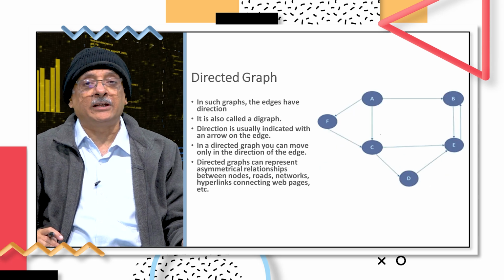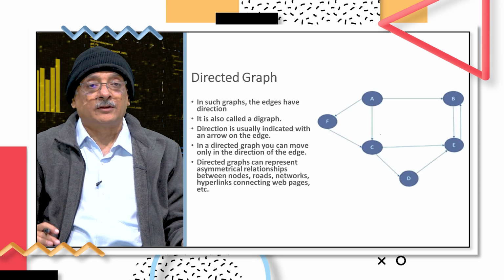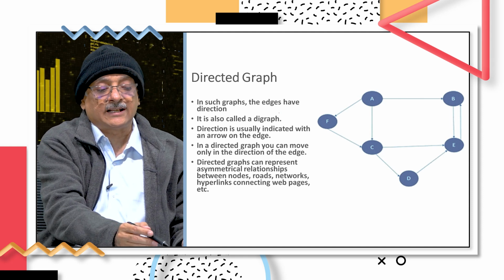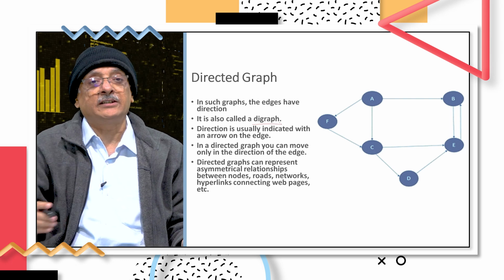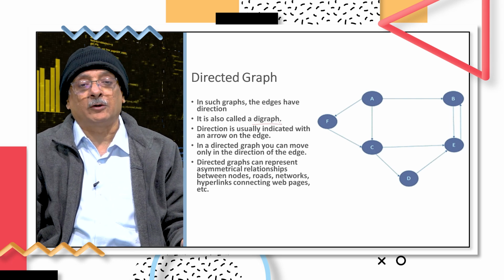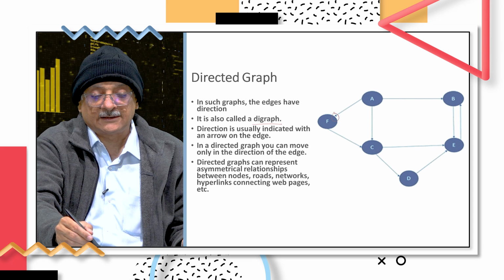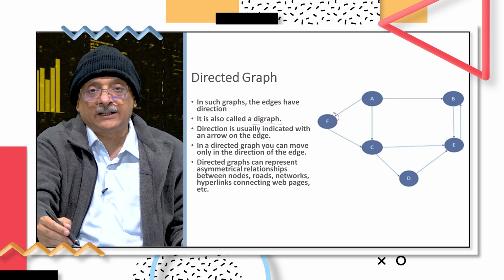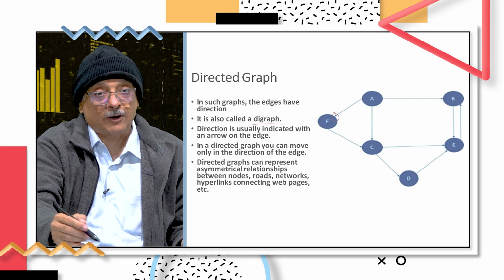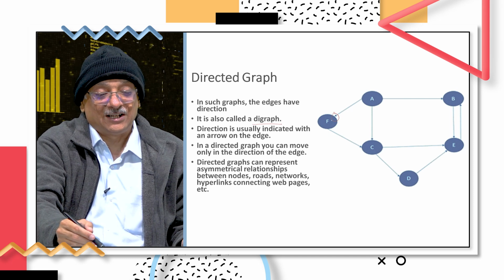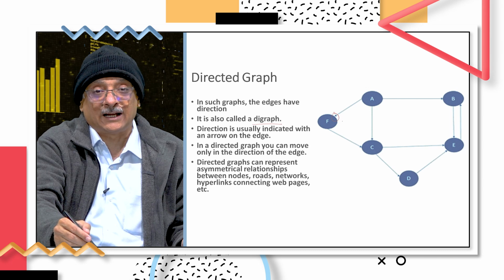There is something called a directed graph. In such graphs, the edges have a direction. It is also called a digraph. Direction is usually indicated with an arrow on the edge. So, you can see there is an arrow here which indicates that this edge is from A to F and not from F to A. So, it is unidirectional, or one directional only. That is why it is called a directed graph.